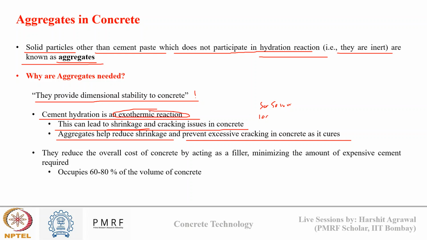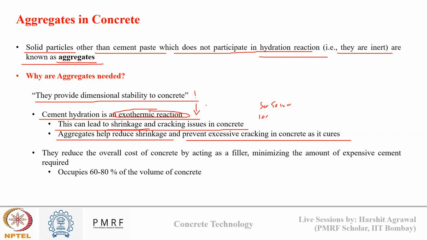Okay, because this hydration of cement is an exothermic reaction. So inside the concrete there will be high temperature and outside there is low temperature, and this developed thermal gradient will give rise to shrinkage stresses which can crack the concrete. So what aggregate does, it helps to reduce this shrinkage and prevent cracking in concrete by reducing the amount of cement that we add for making concrete.